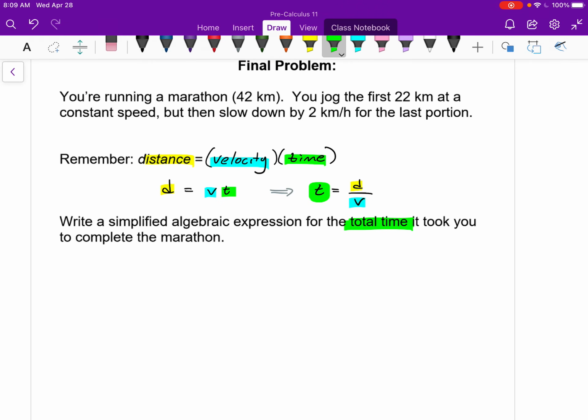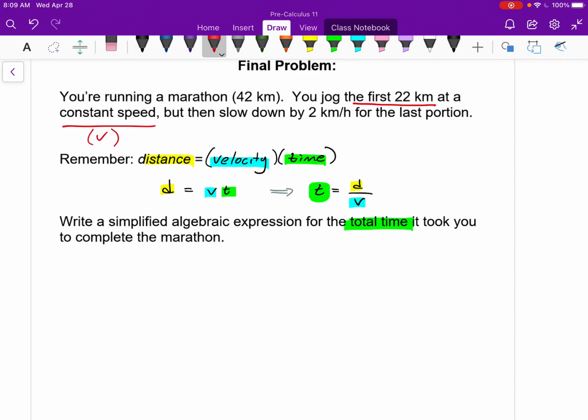We know the marathon is 42 kilometers, but we ran it in two different speeds. The first 22 kilometers were at a constant speed. I don't actually tell you the speed. So what's the speed? I don't know. We could call it x. We could call it v. I'm going to call it v for velocity.